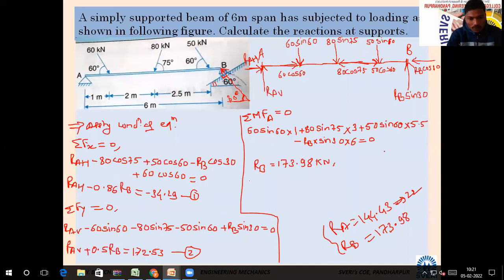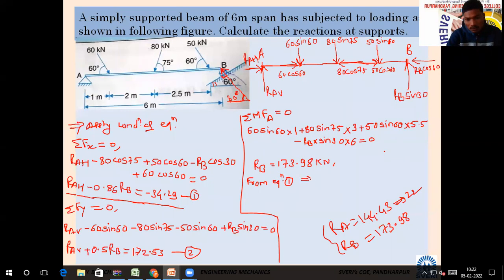If we don't have any doubts, we will go ahead. From equation number 1, what is that? If you put the value of RB in equation number 1, which value will you get? RAH.